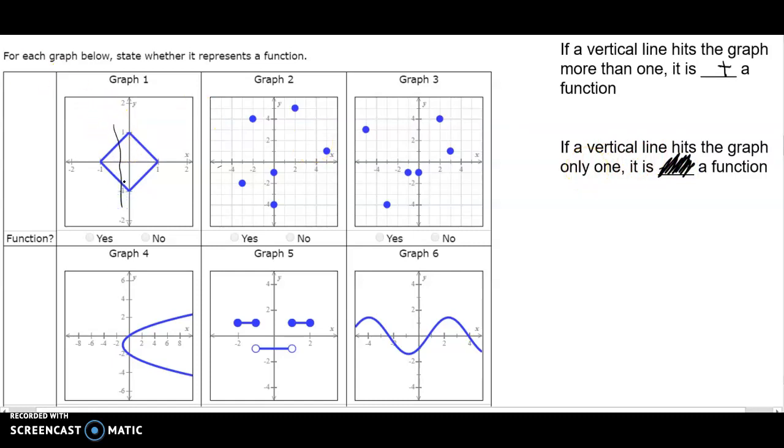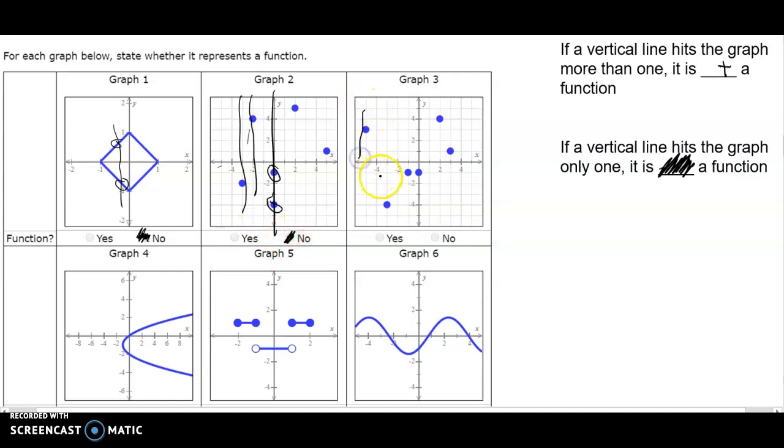I drew a vertical line. It hit this graph more than once. So this is not a function. I'm thinking if I drew a vertical line through each of these points, so far I've only hit it once. Uh-oh, I see here that my inputs repeated themselves. So this is not a function as well.